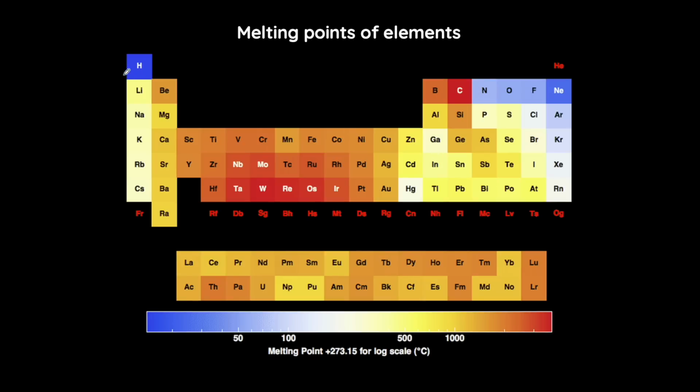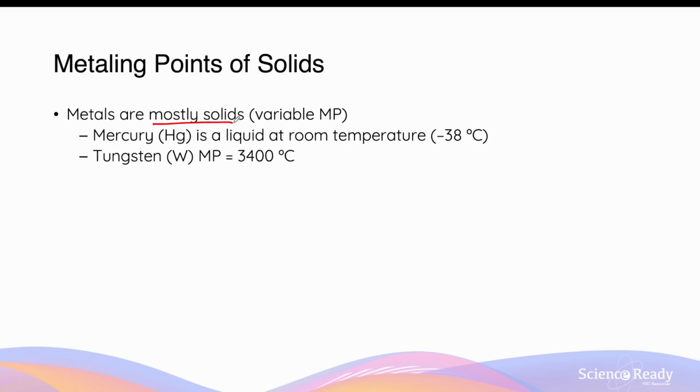The rest of the non-metals, hydrogen, and most of the elements on the right-hand side of the table tend to have lower melting points. Metals in general are mostly solids at room temperature and pressure. There are some exceptions, however. Mercury, element symbol Hg, is in fact a liquid at room temperature and pressure. The melting point of mercury is -38 degrees Celsius. In contrast, tungsten, element symbol W, has a much higher melting point of 3400 degrees Celsius. So you can see, although metals are mostly solids, and their melting points are usually above the room temperature, there is a wide variation in the melting point of metals.